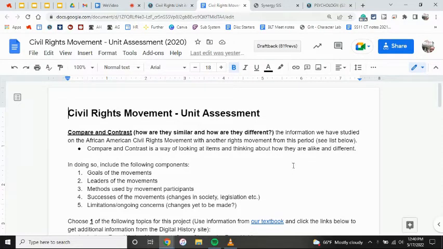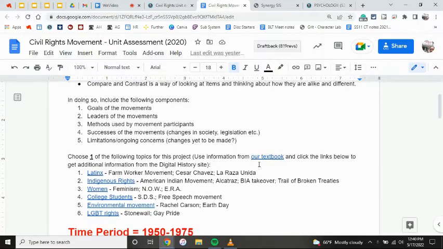I'm asking you to compare and contrast the information we studied on the African American civil rights movement with another rights movement from this period. Compare and contrast means we're looking at how are they similar and how are they different. Okay, so the movements you have to pick from are down here.